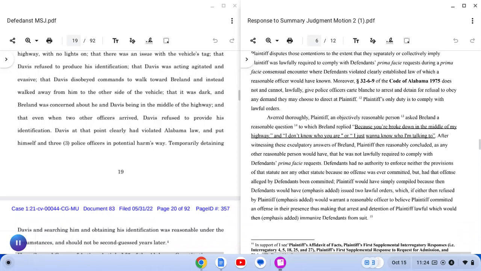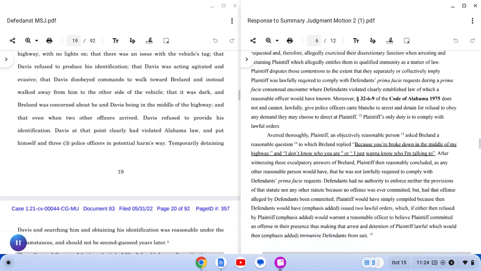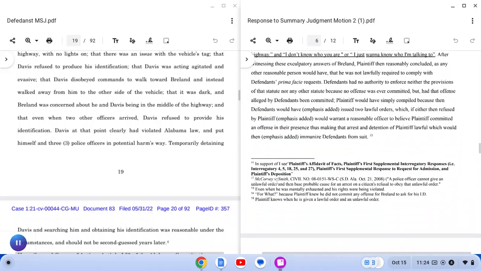Let's go back up here to number 12 because I want to show y'all something. Where is it at? Right here. So right here I said, moreover, 3269 of the Alabama Code 1975 does not and cannot lawfully give police officers carte blanche to arrest and detain for refusal to obey any demand they may choose to direct at plaintiff. And you see that footnote right there? That's 12. So let's go down here. Let me read that footnote. McCorvey versus Smith. A police officer cannot give an unlawful order and then base probable cause for an arrest on a citizen's refusal to obey that unlawful order.